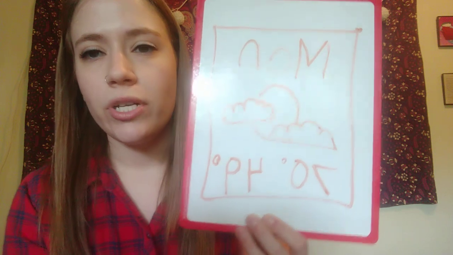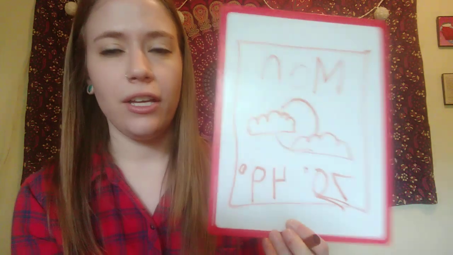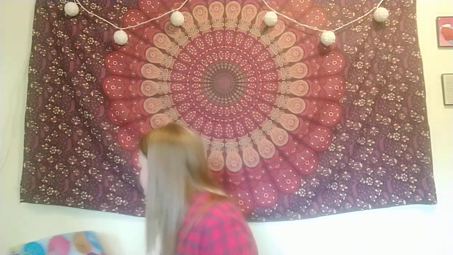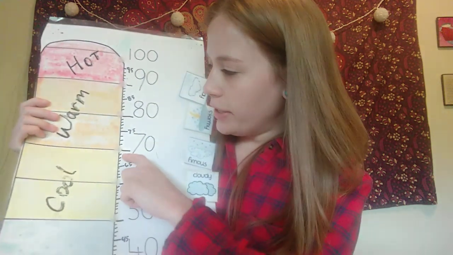So if you said 70 degrees Fahrenheit, you are correct. So 70 degrees Fahrenheit will be our highest expected temperature for today. So I'm going to go ahead and look on our temperature scale and find 70. This should be easy because it's a big old number. Here we go. 70.